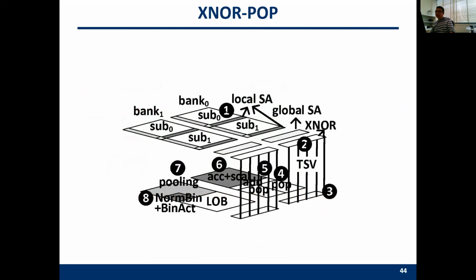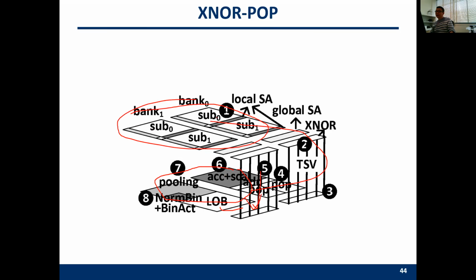I think this is one example of the DRAM chips. We have some pop counting and XOR logic here, and we can stack multiple layers of DRAM on top of the logic, so that we can directly read the data to the pop counting unit to do the inference.